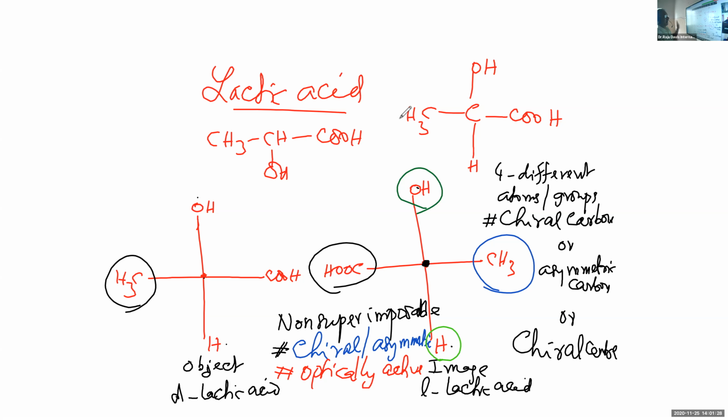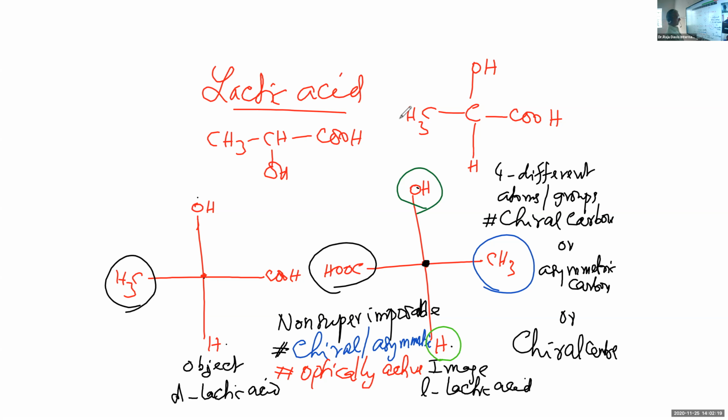A new term is coming here. Today I have introduced chiral. That is the only thing introduced today, chiral. So what is meant by chirality? If the object and the mirror image are non-superimposable, a molecule non-superimposable on its image, then it is called chirality. Such molecules are chiral molecules or asymmetric molecules. Optically active substances are chiral molecules.